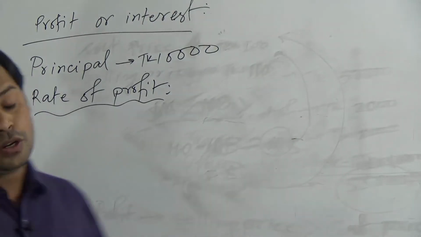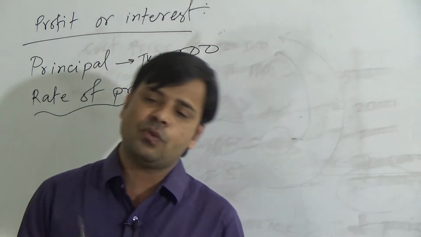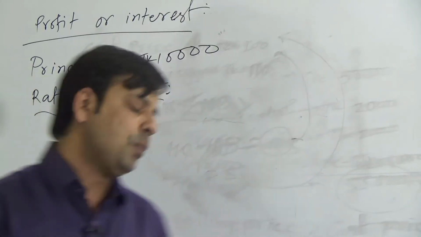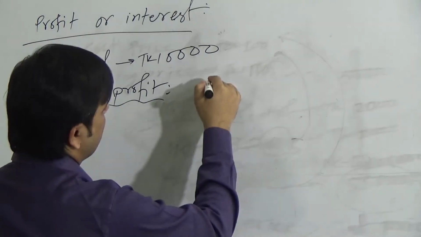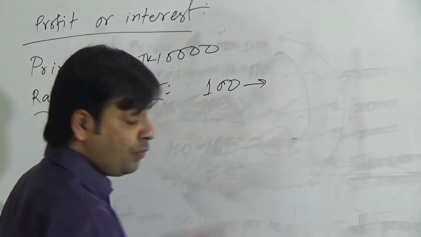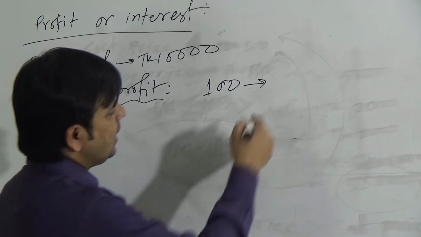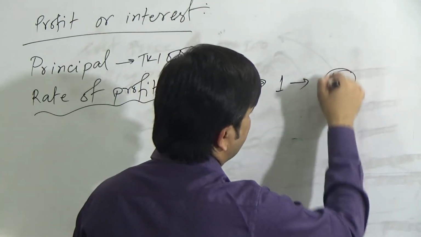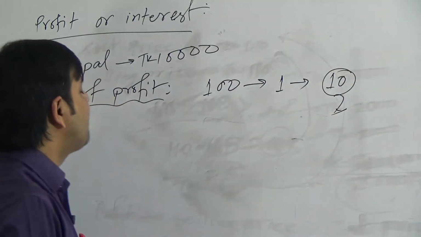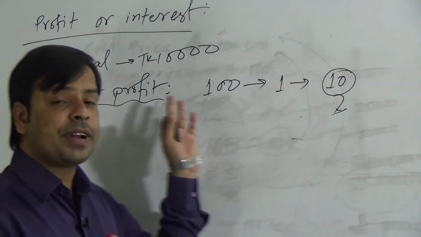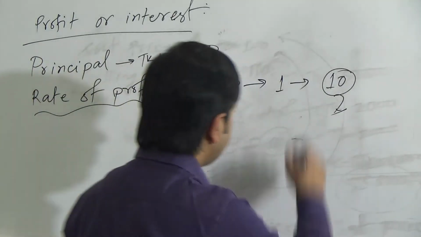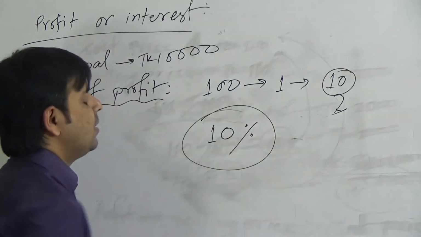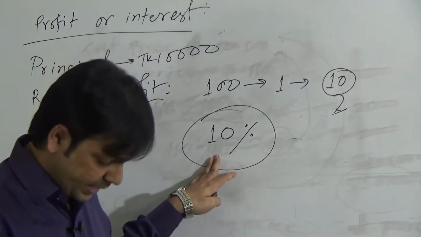It means for principal 100 taka in 1 year, the amount of interest or profit is known as rate of profit. Suppose we deposit 100 taka in a bank for 1 year and we get 10 taka as profit, then this is known as rate of profit. We can denote this rate of profit as 10%.